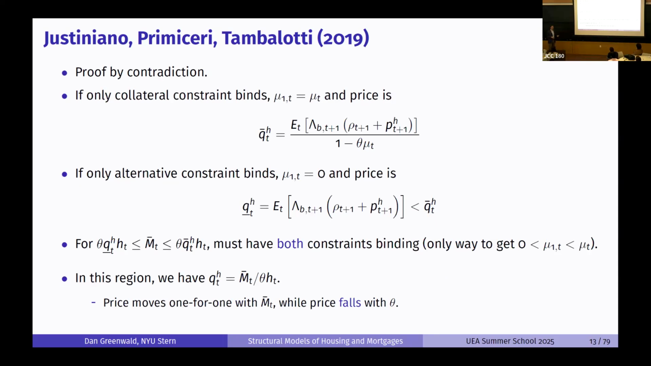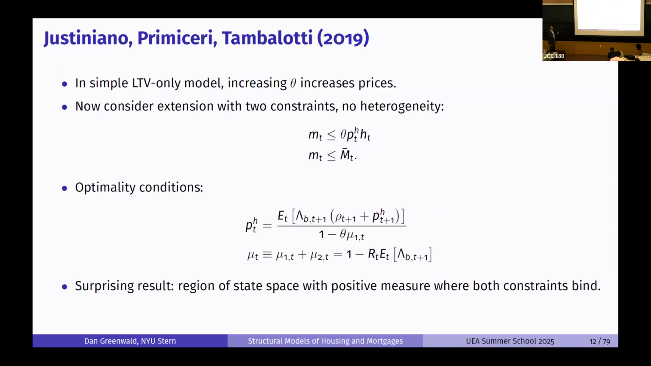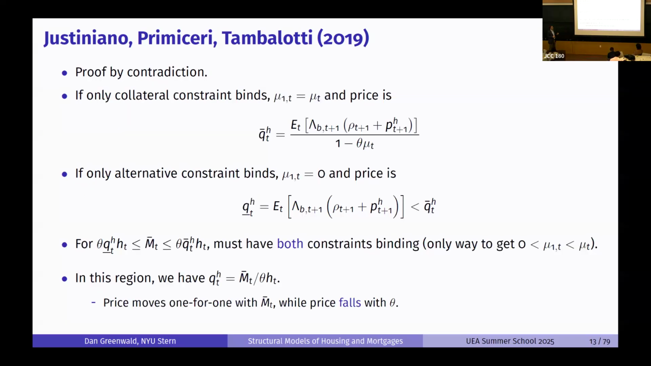So you can do proof by contradiction, right? So how can you show this? So imagine that only the collateral constraint binds, right? So remember with these constraints and multipliers that if a constraint is binding, then the multiplier is positive. If not, it's 0, right? So if the collateral constraint only is binding, so this is the only binding constraint, then mu2 has to be 0 because that one is not binding. So mu1 is just the entire mu, okay? And so then we're back to the formula that I had for you before.